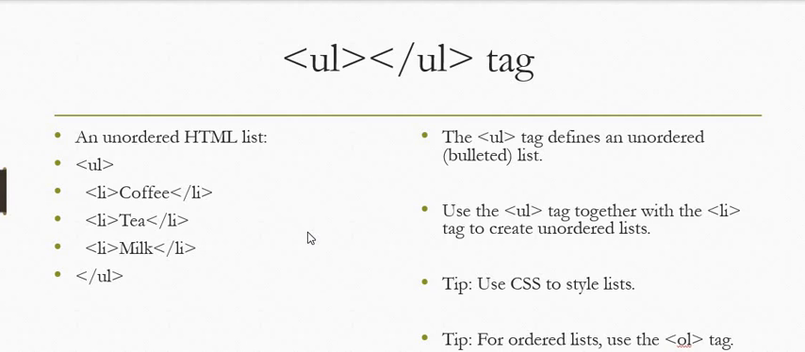So it is important to understand the UL tag, which gives us an unordered HTML list. You'll notice here UL followed by LI tags, which give us our bullets. Then we close out our UL tag to close out our bulleted list. It is an unordered list when using the UL tag. We use this often in CSS to style lists. For an ordered list, instead of the UL, we use the OL tag. UL, unordered. OL, ordered. Unordered list, ordered list.